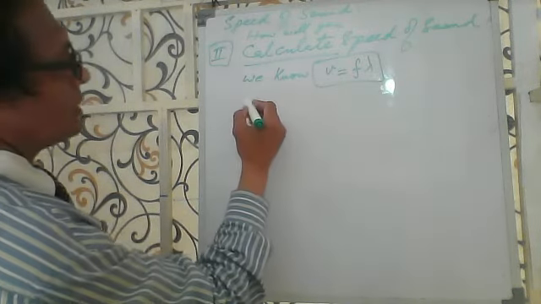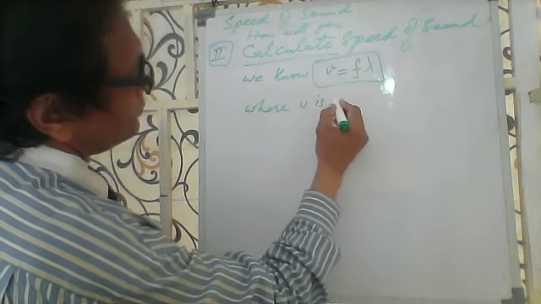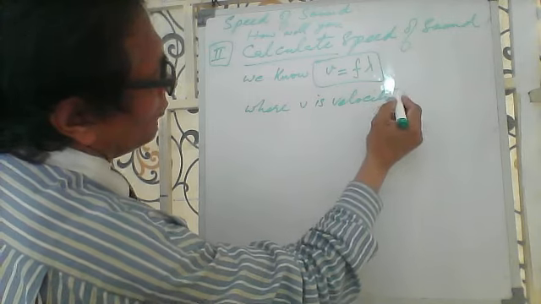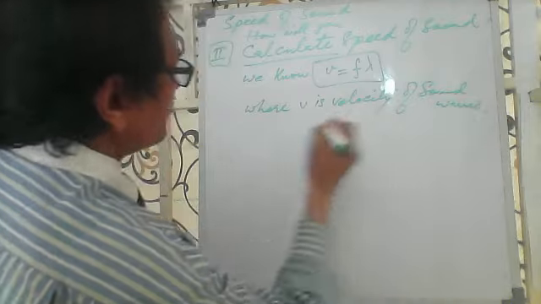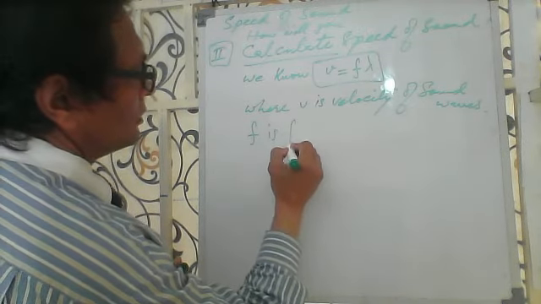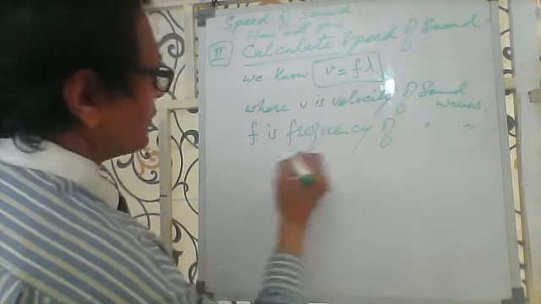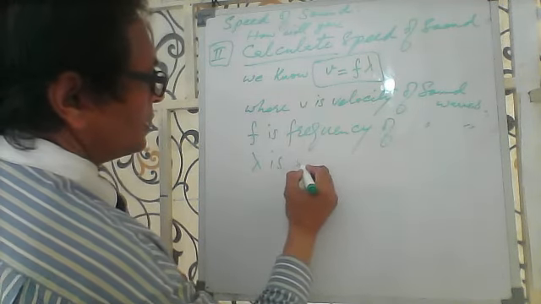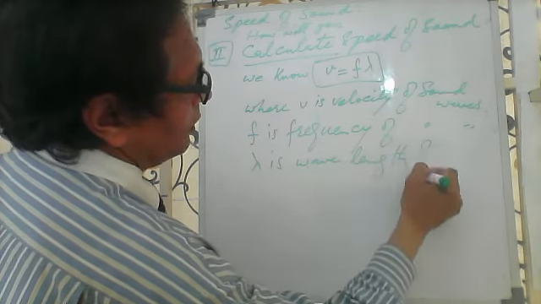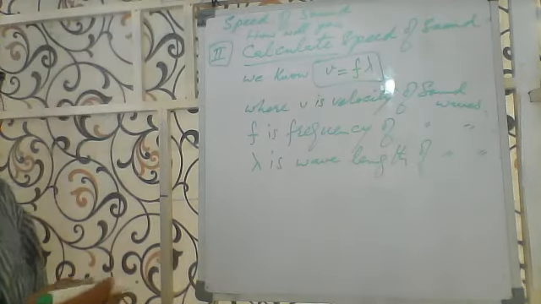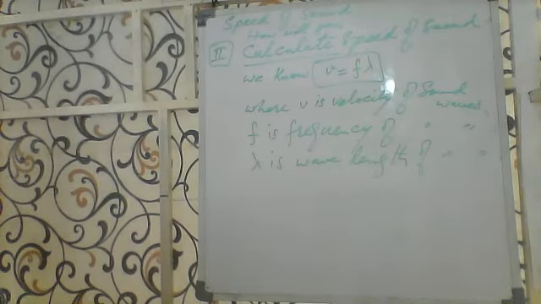Just decode these, that where V is velocity of sound waves, F is frequency of sound waves, and lambda is wavelength of sound waves. And that's all. This is how you calculate the speed of sound.